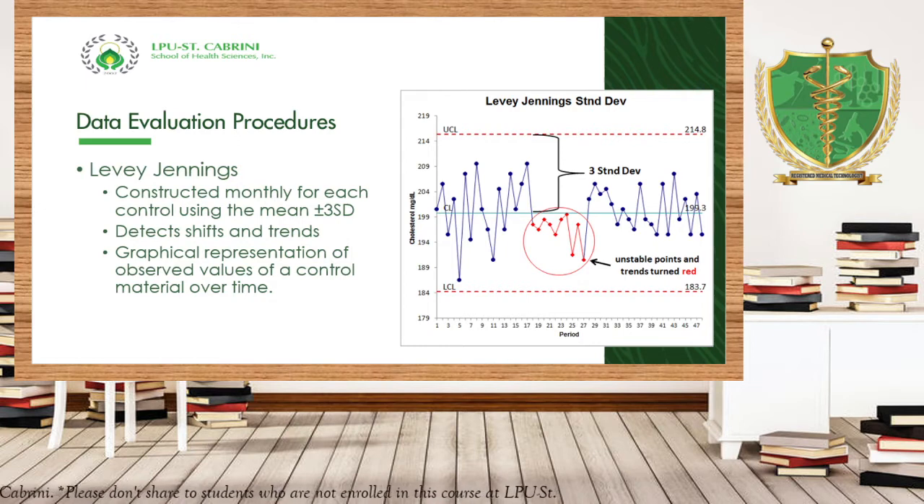In our Levey-Jennings chart, as you can see here, we have a UCL, which means the upper control limit, which is usually the positive 3SD, and the LCL, the lower control limit, which is usually the negative 3SD. Okay? Remember guys that the Levey-Jennings chart is a graphical representation of observed values of control materials over time. Okay? Later, I'm going to teach you how we're going to do a Levey-Jennings chart.